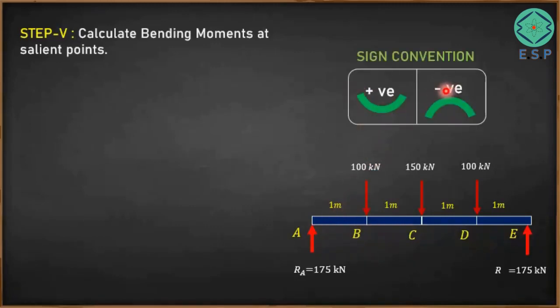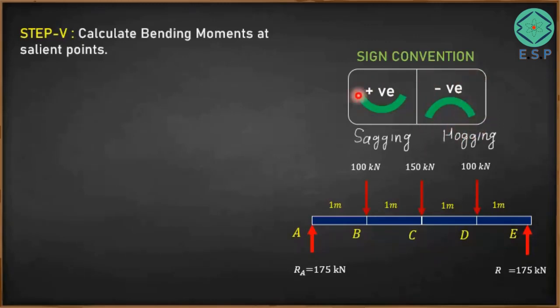There is a sign convention for calculation of bending moment. If your beam is bending in this fashion, then the bending moment is taken as positive, and if your beam is going to bend in this way, it is called negative bending moment. This kind of bending, which is positive bending moment, is called positive curvature, or sagging of the beam. And this kind of bending is called negative curvature, or hogging of the beam. So please remember, wherever your beam bends like this, the bending moment is positive, and if your beam bends like this, the bending moment is negative.